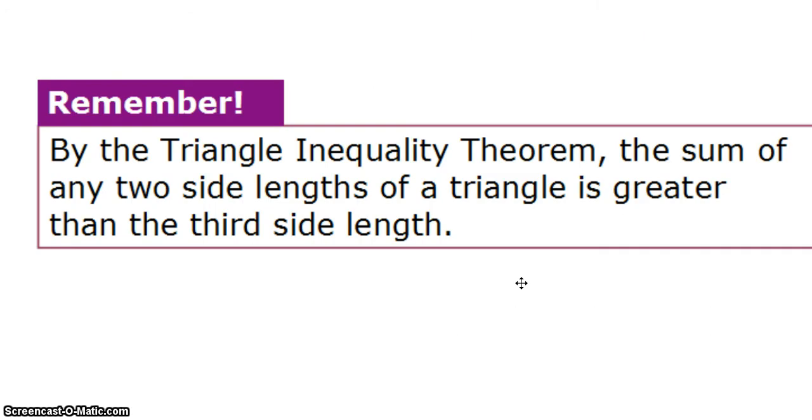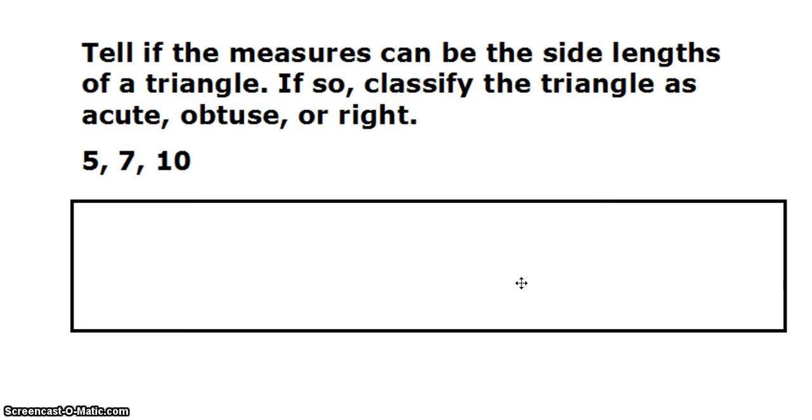Remember, by the triangle inequality theorem, the sum of any two side lengths of the triangle is greater than the third side length. Okay? We talked about how two sides have to be able to meet. And so if they are not greater than the length of the third side, they would never be able to meet. So tell if the measures can be the side lengths of a triangle. If so, is this acute, obtuse, or right?